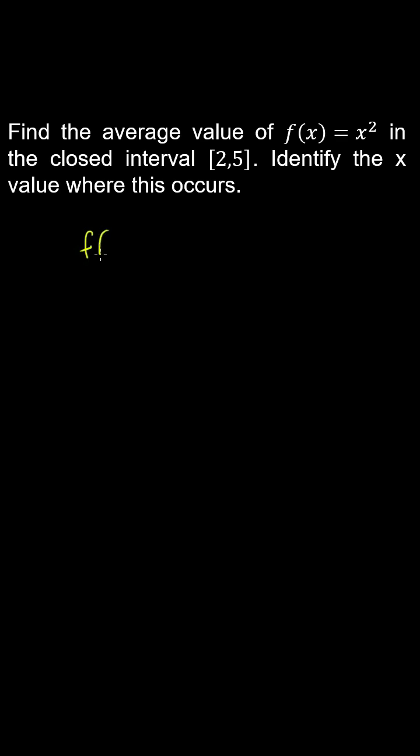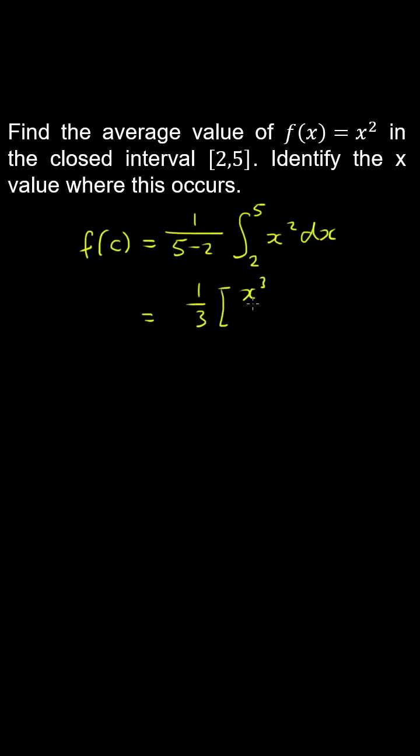Well, by the mean value theorem, f of c is equal to 1 over 5 minus 2 times the area under the curve f of x from 2 to 5. So that's basically the integral of x squared with respect to x, and what we get is 1/3 times x cubed over 3, evaluated from 2 to 5. If you evaluate this, you'll get f of c equal to 13. And if we equate this to c squared, then this average value occurs at x equals c equals positive root 13, which is inside this interval.